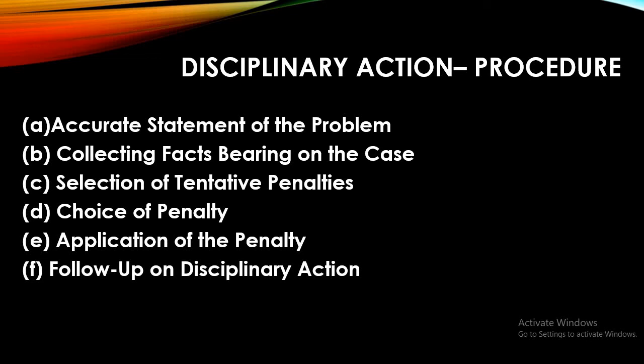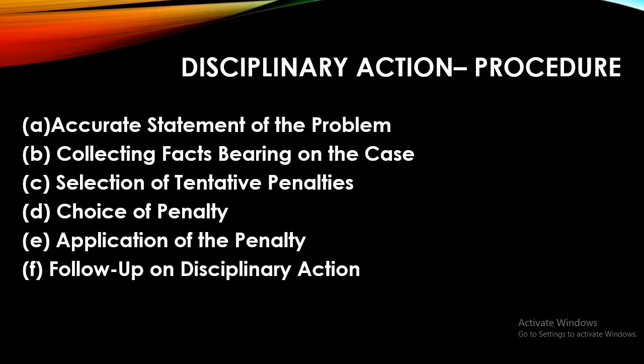The next procedure will be choice of penalty. When a decision has been taken to impose a penalty, the punishment to be awarded should be such as would prevent a recurrence of the offence. If the punishment is lighter than it should be, it may encourage the violation of the same rule or another. If it is greater than it should be, it may lead to a grievance.